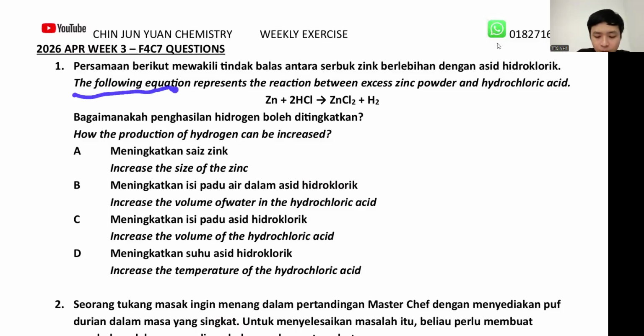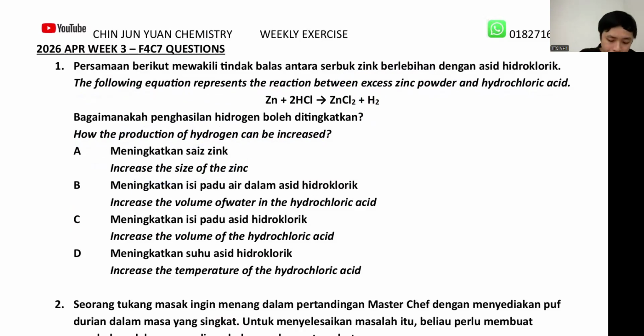Okay, the following equation represents the reaction between magnesium powder and hydrochloric acid. How can the production of hydrogen be increased? It means hydrogen is H2, right? So, in this case, option A, increase the size. Okay, first of all, hydrogen is H2, but I'm going to straight away tell you the answer is C.